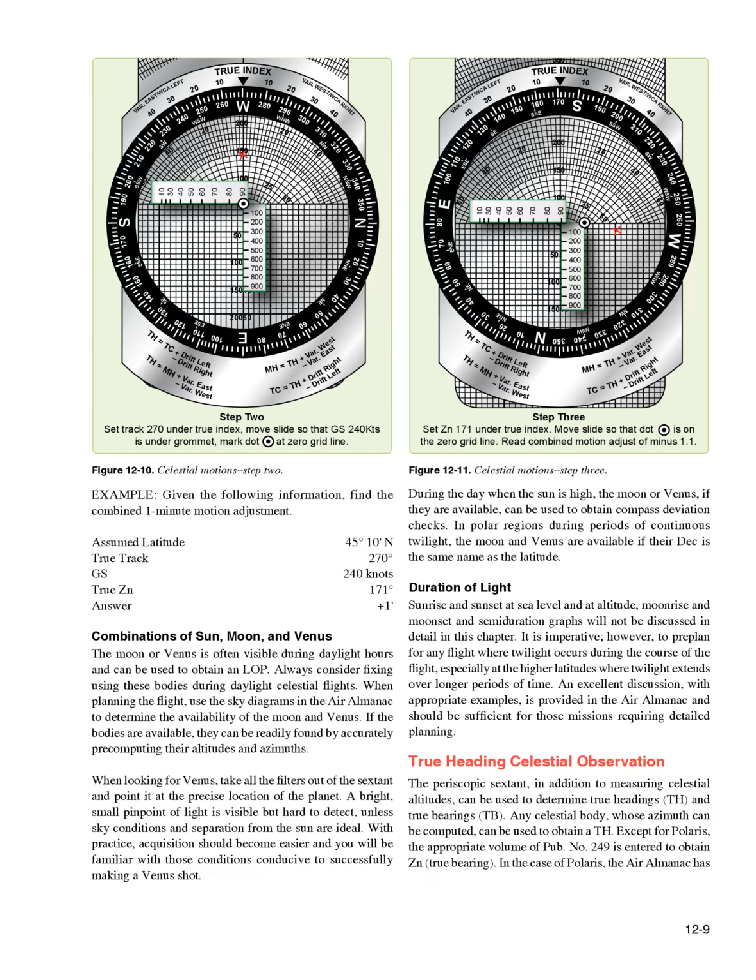Example: given the following information, find the combined 1-minute motion adjustment. 45 degrees, assumed latitude 270 degrees, true track, Gs 240 knots, true Zn 171 degrees. Answer: +1.